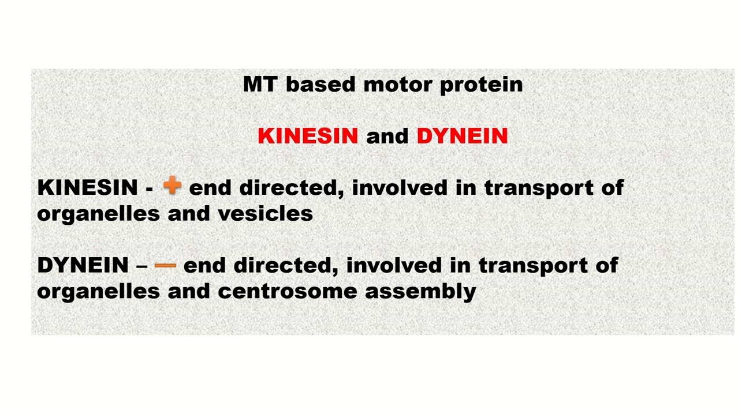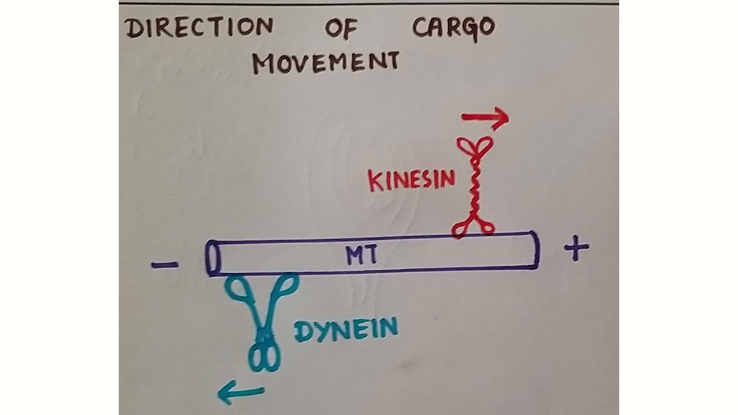Now, finally, we'll come to the MT-based motor proteins. There are two MT-based motor proteins. One is the kinesin, the other is dynein. Kinesin is the plus end directed protein involved in transport of organelles and vesicles, and dynein is the minus end directed protein involved in transport of organelles and centrosome assembly. So, kinesin will carry the protein towards the plus end and dynein will carry the protein towards the minus end. This diagrammatic representation shows the direction of cargo movement with the help of dynein and kinesin.